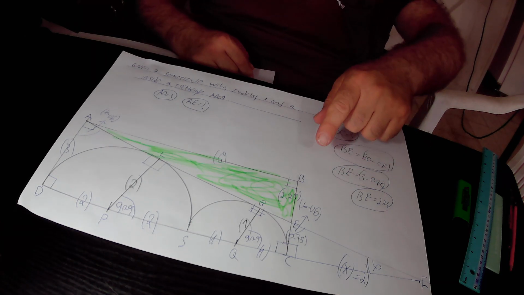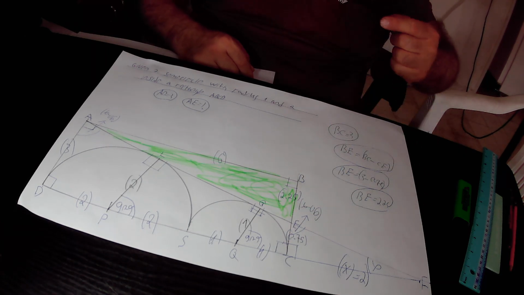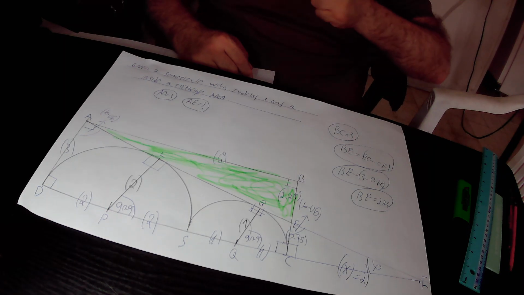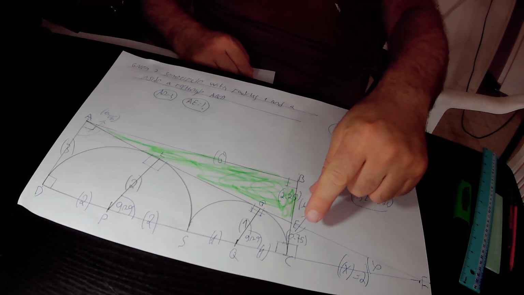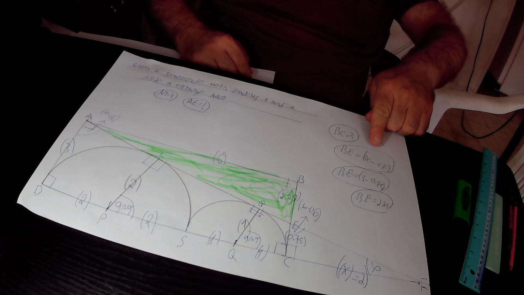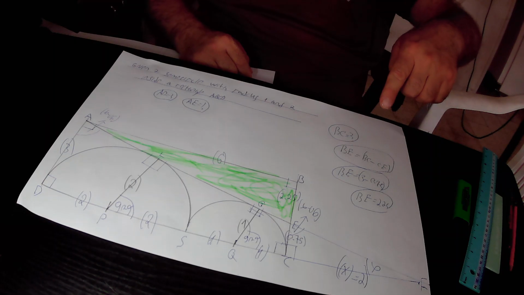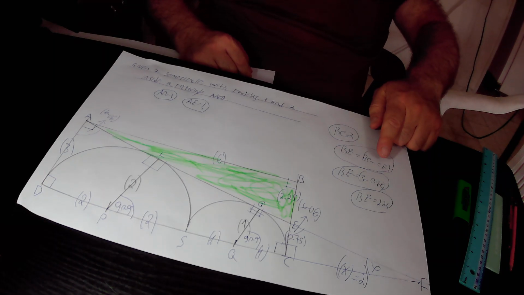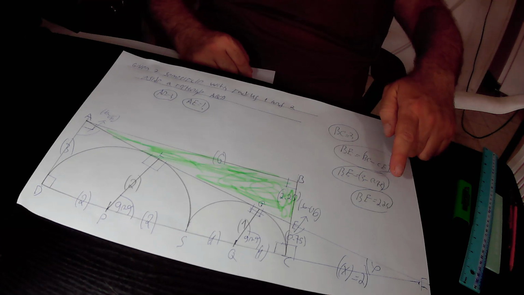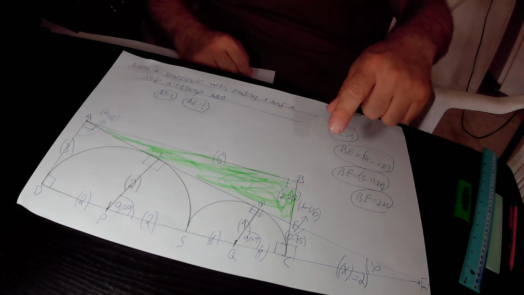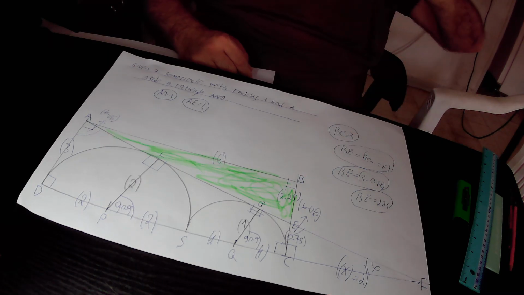What is the length of line segment BE? From the drawing, it is very easy to see that BE equals BC minus EC. So BE equals BC, that is 3, minus CE, that is 0.75. So in total, BE equals 3 minus 0.75, which is 2.25. So in conclusion, the length of side BE is 2.25.